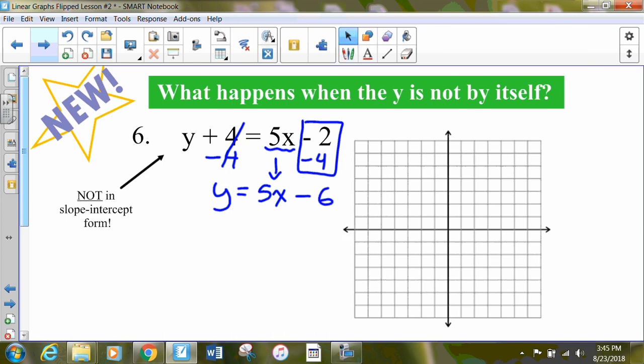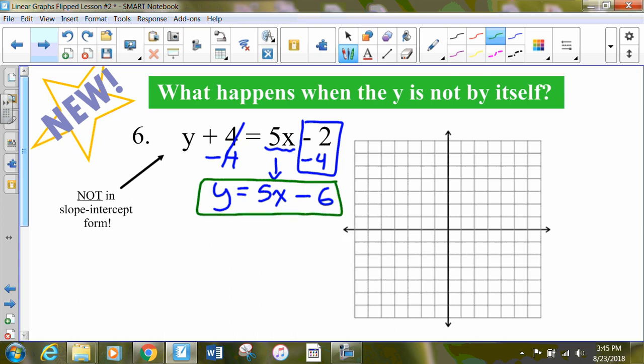So look what we have now. We have got a line. We've got an equation that's in slope-intercept form. Yay! So that's what we're going to do, class. Each time we see an equation where the y is not alone, we're going to work until the y is alone, and it's in the slope-intercept form. And now we know how to graph, right?